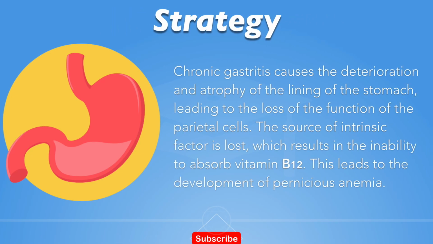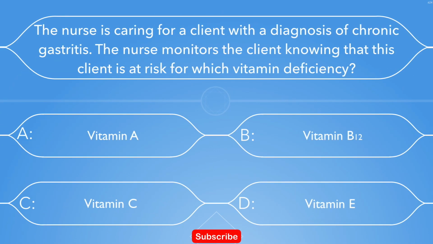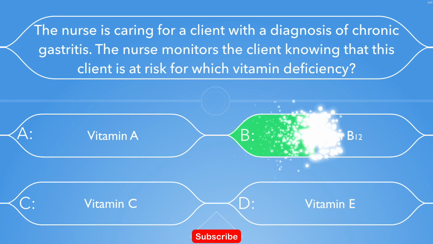Remember that chronic gastritis causes the deterioration and atrophy of the lining of the stomach, leading to the loss of the function of the parietal cells. The source of intrinsic factor is lost, which results in the inability to absorb vitamin B12. This leads to the development of pernicious anemia. For our first question, the only possible answer is B, vitamin B12. If you answer B, you answered correctly.